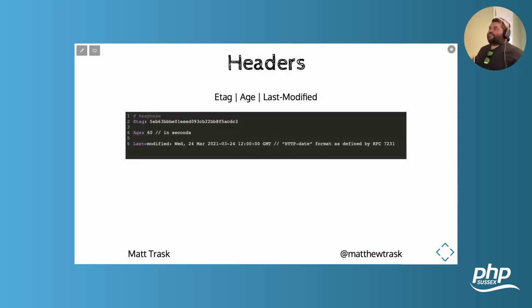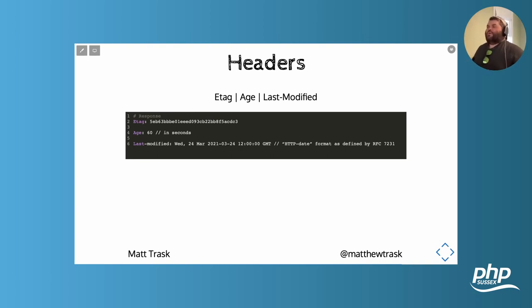ETags, age, last modified, these kind of go with cache controls. Like I said earlier, an ETag is an MD5 hashed string of all the data. We can do a comparison of the response data to the ETag. If it's the same, I can just send back the not modified header and say you're good to go.